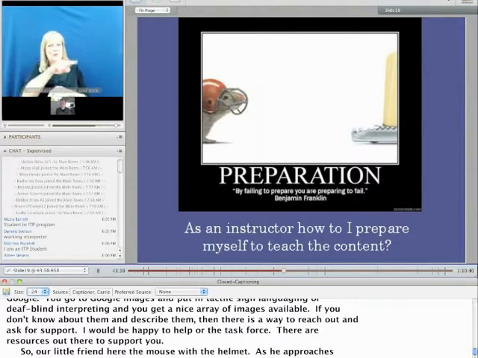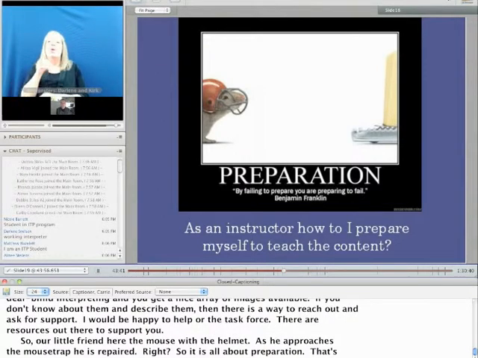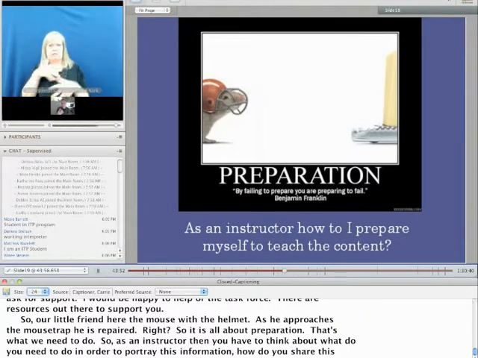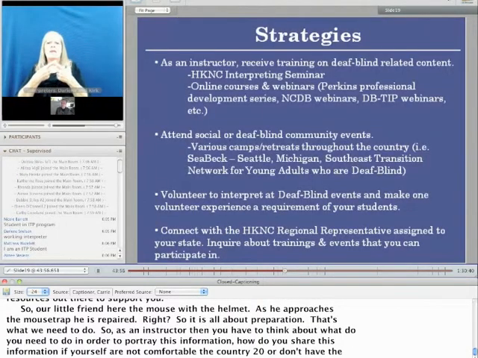So as an instructor then, you have to think about, what do you need to do in order to portray this information? How do you share this information? If you yourself are not comfortable with the content or just haven't had the opportunity, how can you kind of beef up your own skills? Well, let's share some of those ideas here.